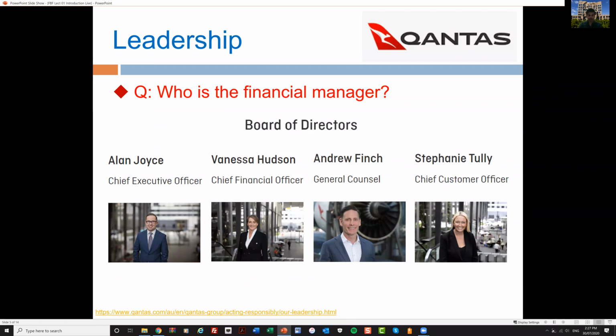Okay, so on this page I've got 4 people from Qantas's leadership team. I've got Alan Joyce, the Chief Executive Officer, Vanessa Hudson, Andrew Finch, and Stephanie Tully. Of these 4 people, which one of these is the financial manager? If you've got a view on this, pop this into the chat. Okay, so a lot of you are putting Vanessa, very good. Vanessa is the CFO, or the Chief Financial Officer.